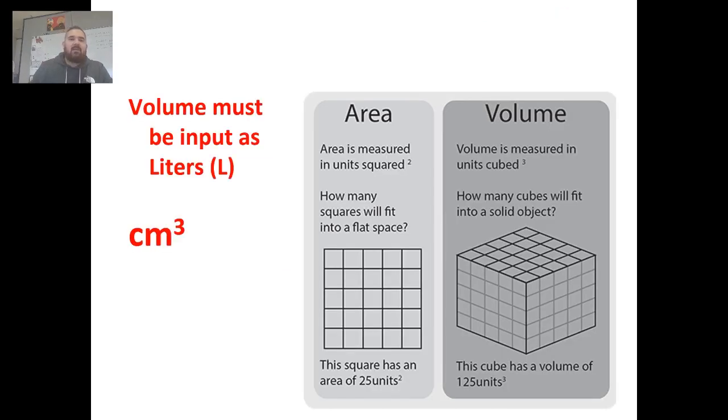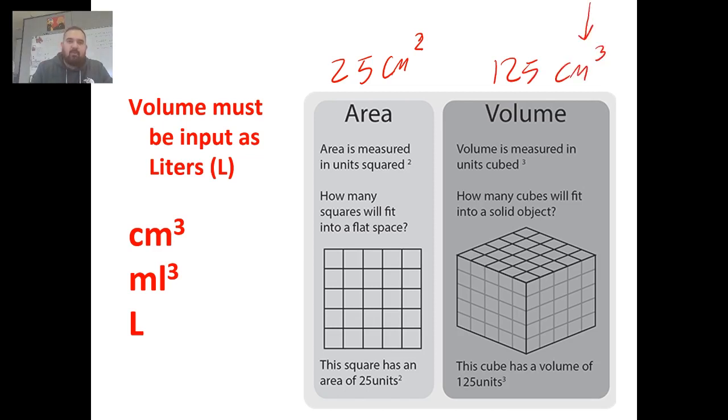All right, now we're going to talk a little bit about volume. So here we have area. Area is a two-dimensional representation of a 2D space. So this one is going to be 25, and we'll call it centimeters squared. And then over here we got volume. Volume is a representation of a three-dimensional space. And this one is going to be 125 cm cubed.